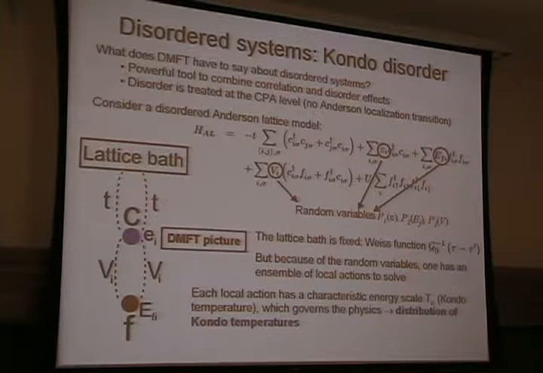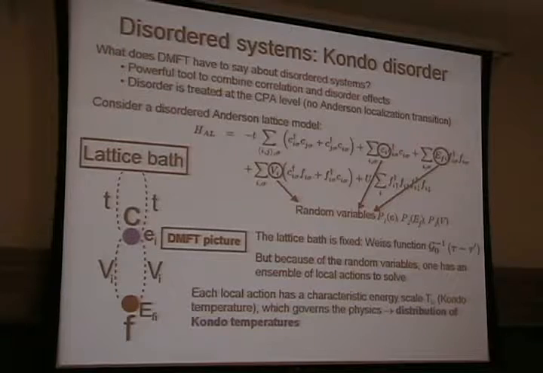You might ask yourself, okay, why don't you apply this scheme to a disordered system? And of course, the answer is yes, you can do that. In principle, this is a method that can be applied to both correlated and disordered systems, and it has been applied. Let me mention here very briefly, I'll come back to it a little bit later, that disorder is actually treated here at this so-called CPA level.